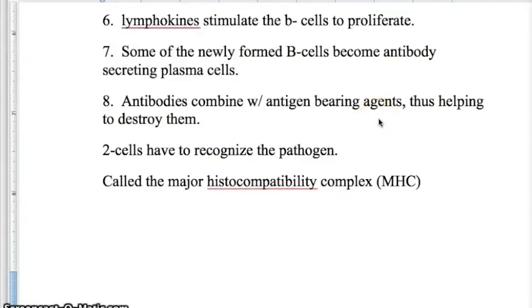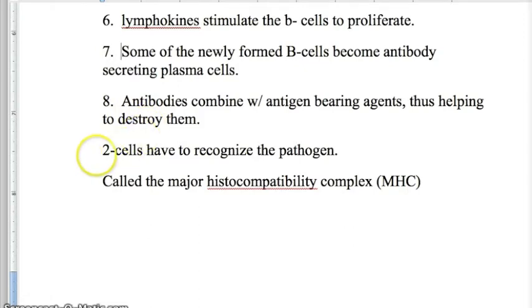Okay, to continue on. So we stopped at some of the newly formed B cells become antibody secreting plasma cells. So you're filling in antibody secreting plasma cells. We talked about that when the B cells were activated, that was what they do, and I'll show you a picture of that in just a sec. The antibodies then will, so antibodies combine with antigen-bearing agents, thus helping to destroy them.